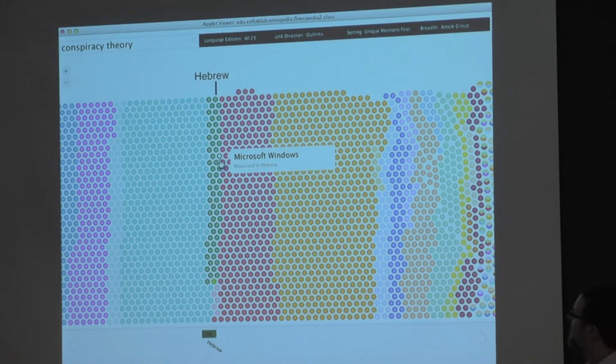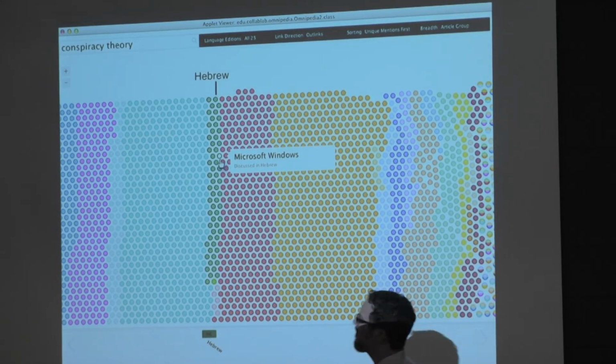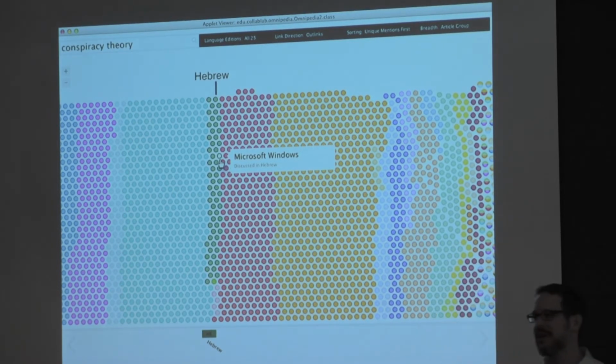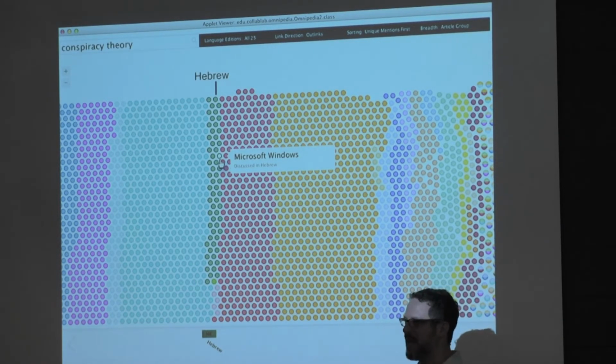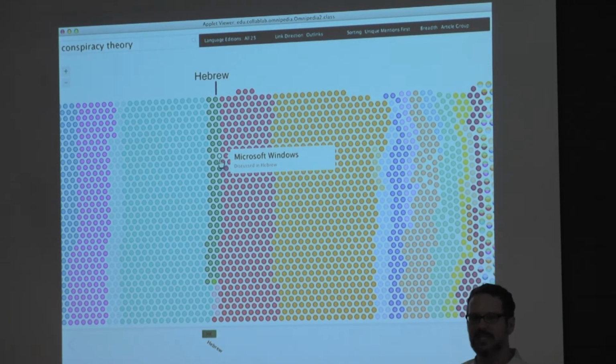In Hebrew, one of my all-time favorites, Microsoft Windows gets mentioned on the conspiracy theory page, and this is only in the Hebrew Wikipedia. And so when you click on that node, we do snippet extraction, we pull out that piece of text, and we actually have to do a little translation there where we try to tell you what it is that's actually happening.